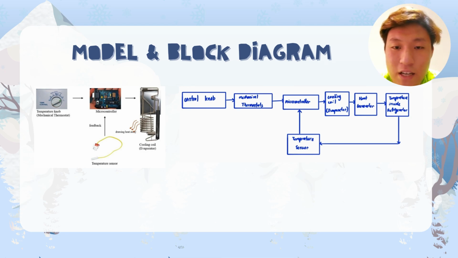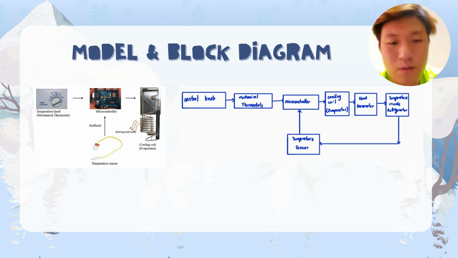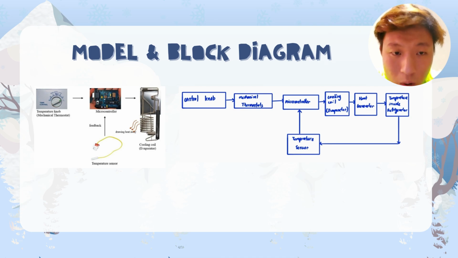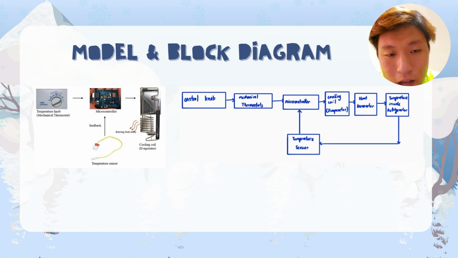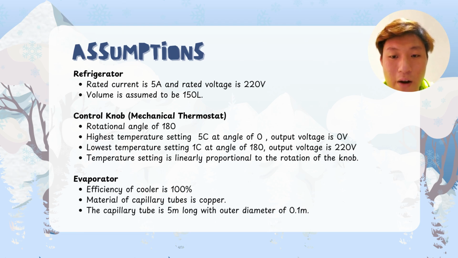As you can see, on the left-hand side is our model, and on the right-hand side is our block diagram. First of all, our control knob will send an input to our mechanical thermostat, and our mechanical thermostat will send an input signal to our microcontroller, which will then send a signal to our cooling coil and heat generator, and make an output to our temperature in refrigerator. Then our temperature in refrigerator will send feedback to our temperature sensor, which also sends feedback back to our microcontroller. Before our calculation, we have to make some assumptions of our model.